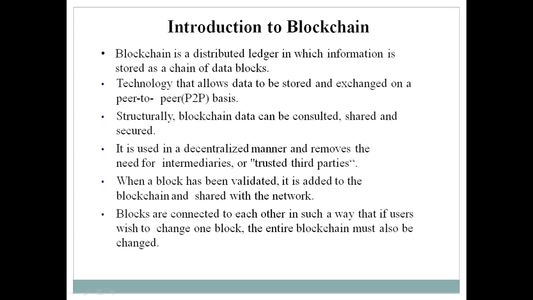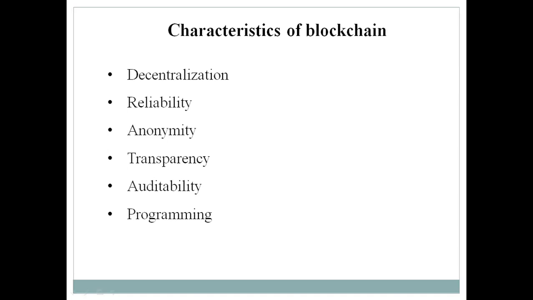When a block has been validated, it is added to the blockchain and shared with the network. Blocks are connected to each other in such a way that if any user wishes to change one block, that is not possible, and the entire blockchain must also be changed. Decentralization, reliability, anonymity, transparency, auditability, and programming are the characteristics of a blockchain.